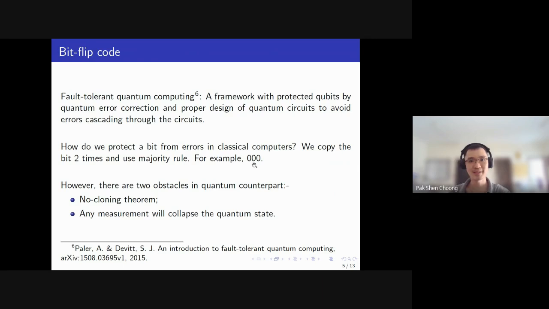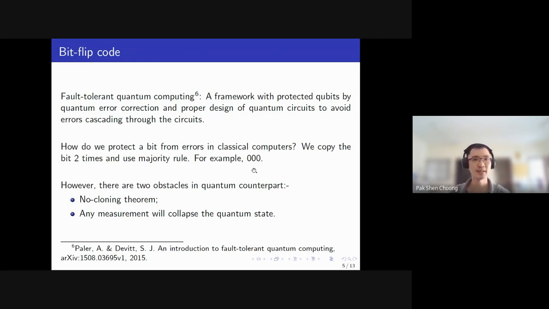But this also has some problems because if you have two bit flips occur at the same time, then it doesn't work. So now we try to find the quantum analog of this kind of error correction. But there are two problems because we cannot clone quantum states. And if we try to measure any of the qubits, it will collapse the quantum state by itself.